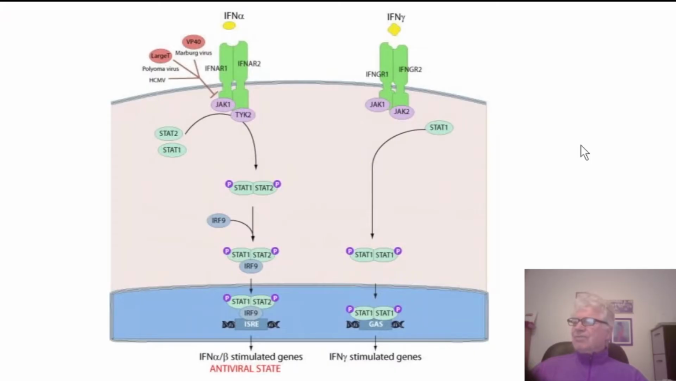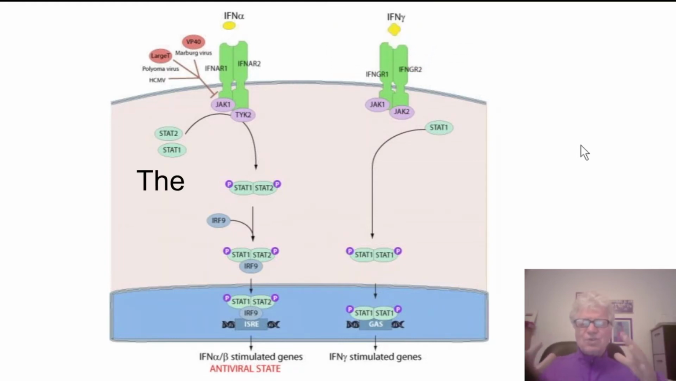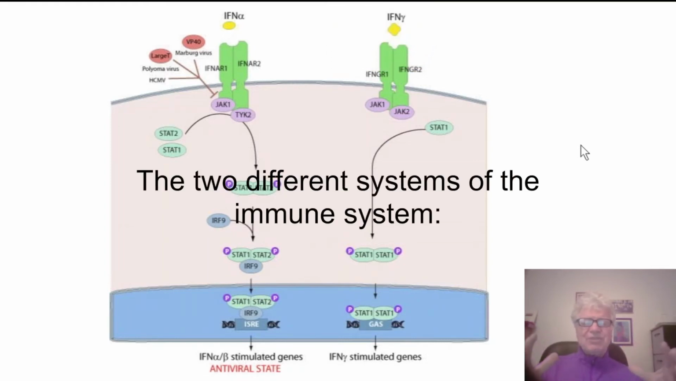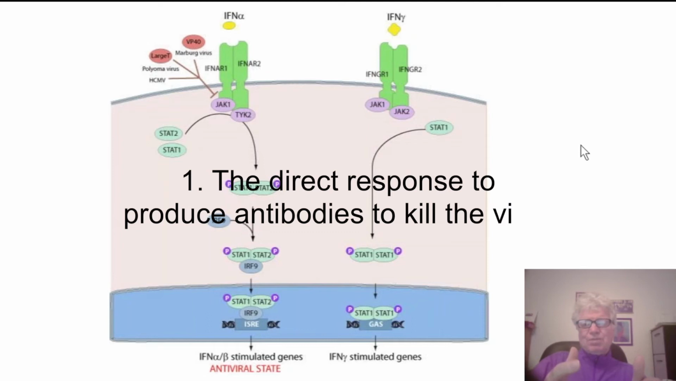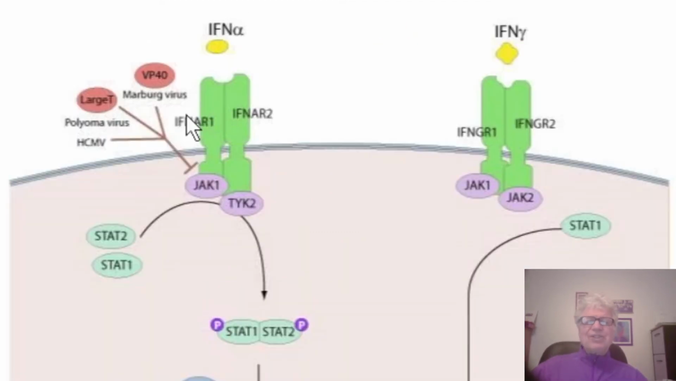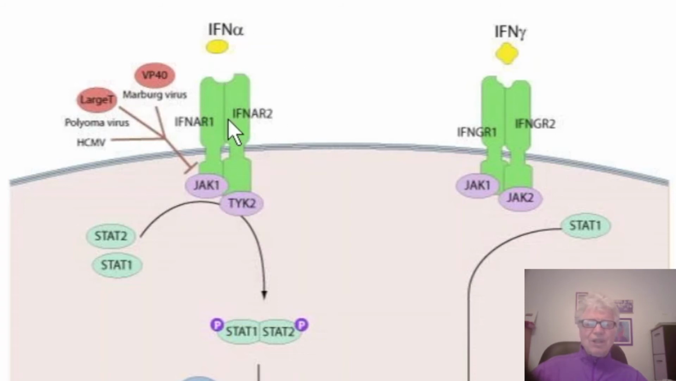So I want to explain two things real quick: the two vectors, or the two different systems of the immune system, when it comes to viral responses. One is the direct response to produce antibodies to kill the virus, which is mediated by interferons, okay? So you have here interferon 1 and 2 and 3. It's actually 1, 3, and 2.